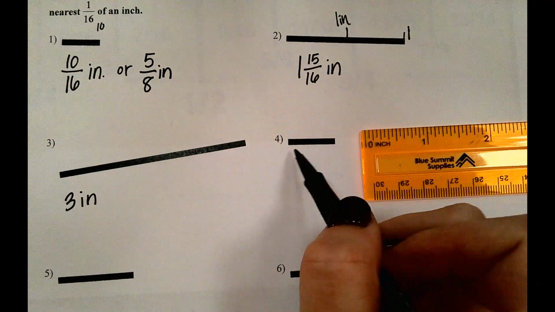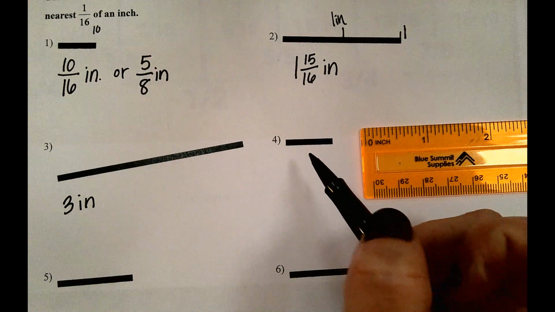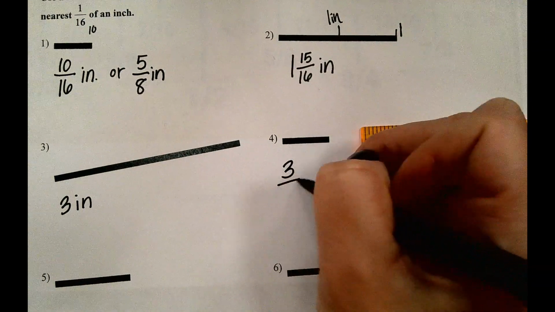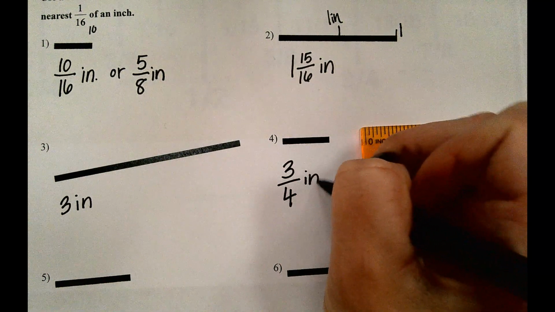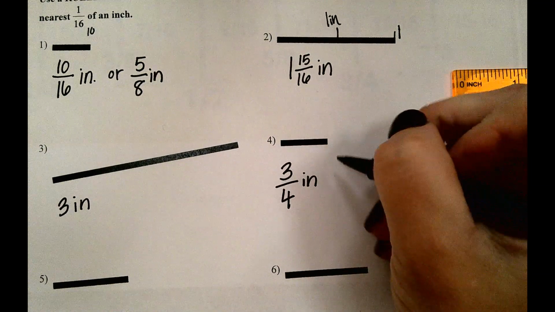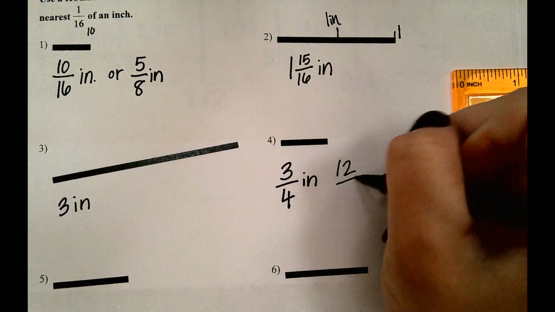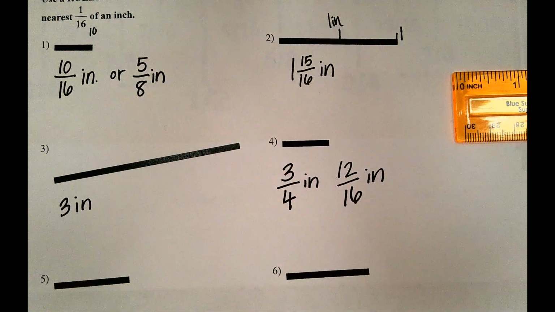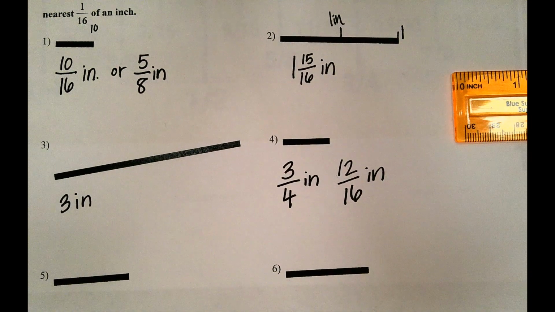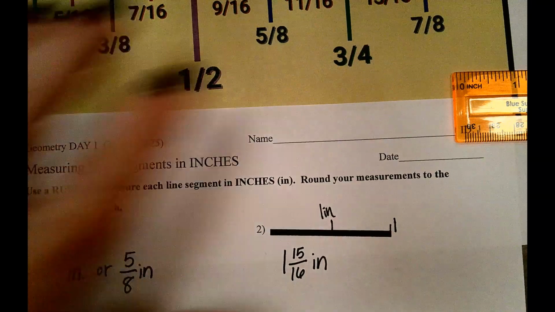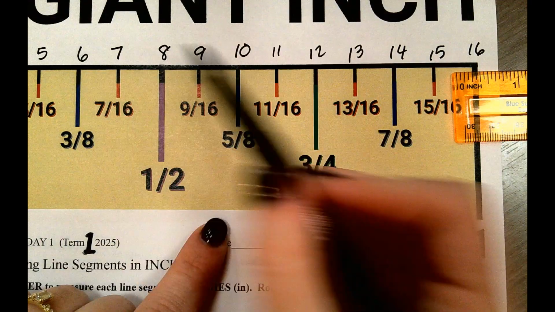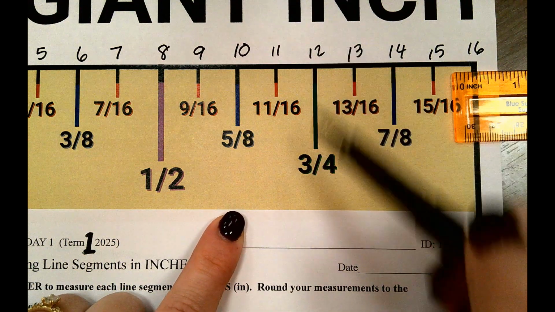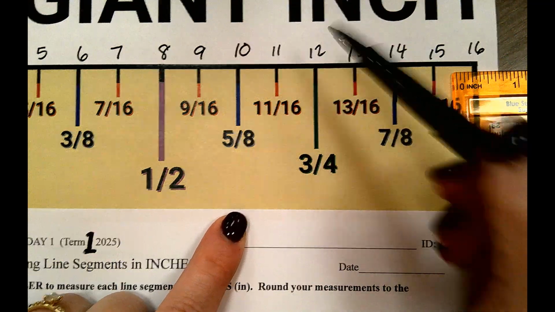Who would like to share what they got for number 4? 3/4. 3/4 of an inch. You might have also gotten 12/16 of an inch. Both would be correct. It's the same. One's just simplified. You can see here if you would have counted up to 12. Okay, well that's 12/16. It's also 3/4. It's just the simplified version.